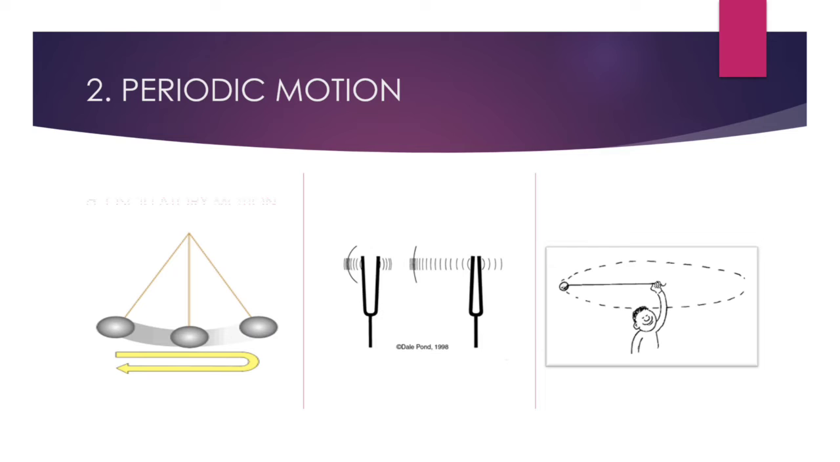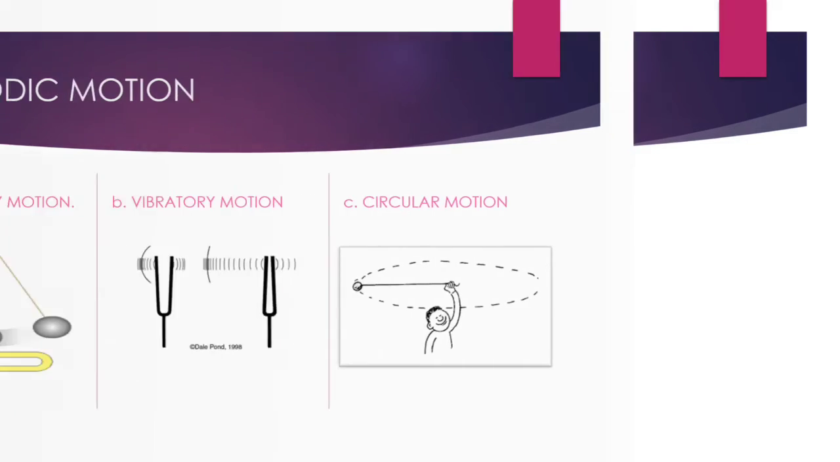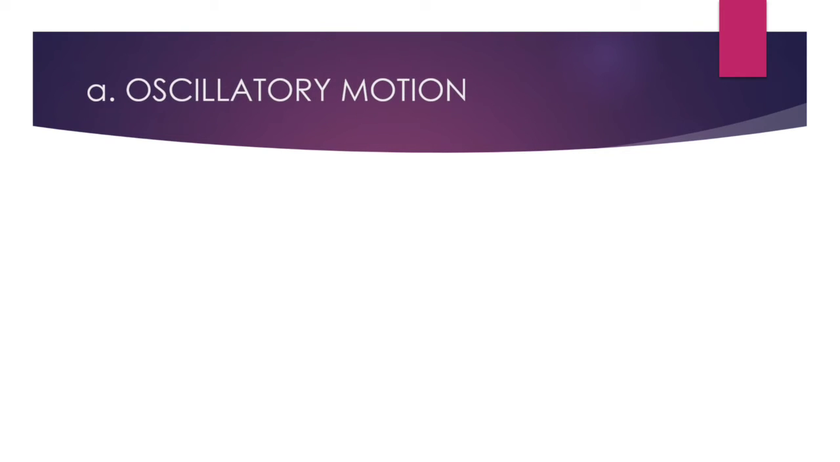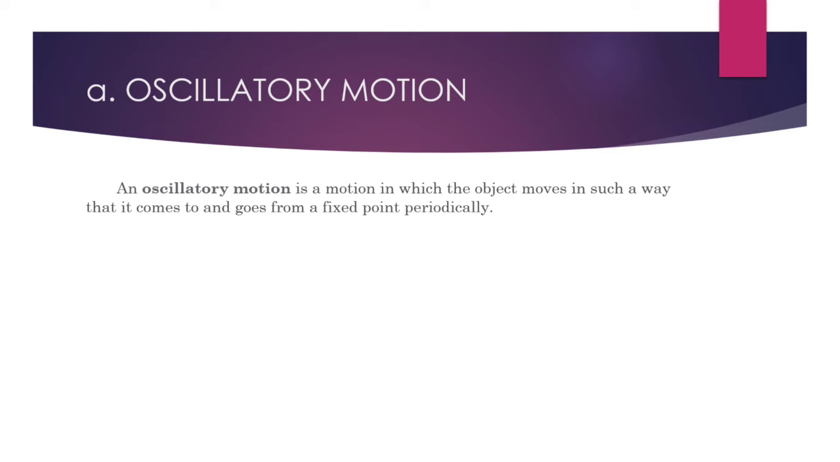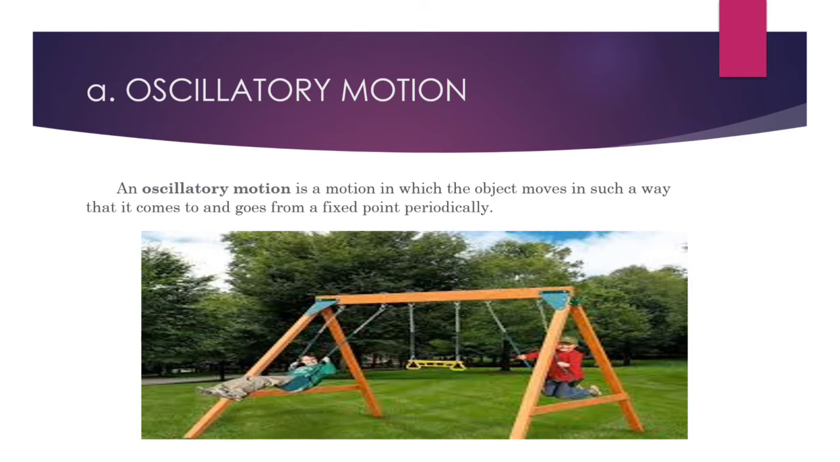Periodic motion. There are three types of periodic motion. First, oscillatory motion. Second, vibratory motion. And third is circular motion. First, oscillatory motion. An oscillatory motion is a motion in which the object moves in such a way that it comes and goes from a fixed point periodically.